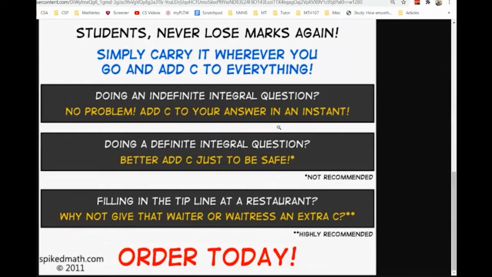Spikedmath.com. But he has a lot of jokes about stuff, and I saw this one. I gotta add it to the class. And what? Oh, so they're adding something to it. Does that make sense with the plus C, everybody?